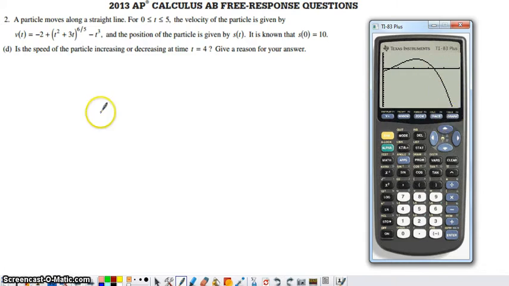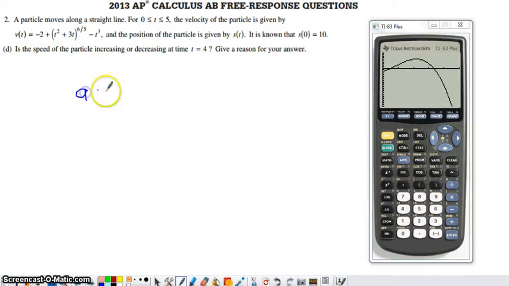Okay? Since the velocity graph is trending downward, since the velocity is decreasing, what you know is that the acceleration at 4 is less than 0. Acceleration is the derivative of velocity. The slope of the tangent line to this velocity graph at the t value of 4 is definitely negative. Since acceleration is negative and velocity is negative, velocity is moving away from 0.